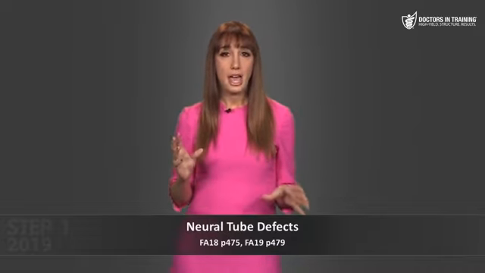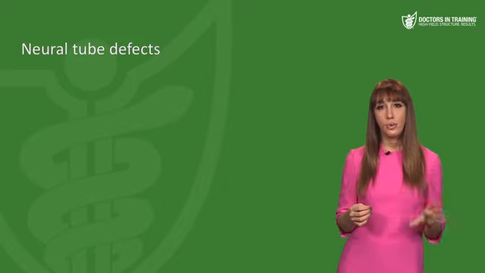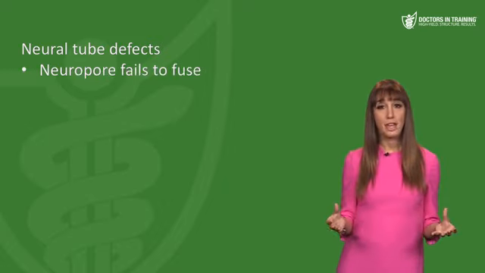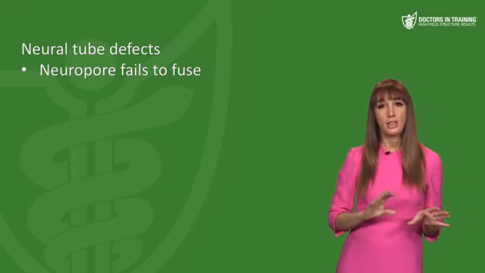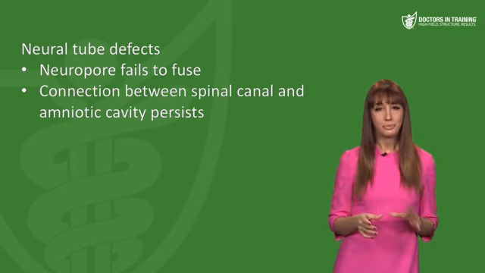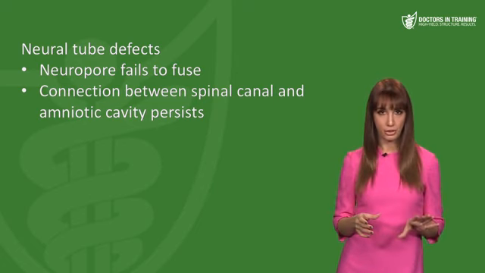Remember we said that on the ends of the neural tube are openings called neuropores, which connect the inside of the neural tube to the surface ectoderm. In the 4th week, if the neuropores on either end of the neural tube fail to fuse so that there's a connection between the spinal canal and the amniotic cavity, a neural tube defect results.